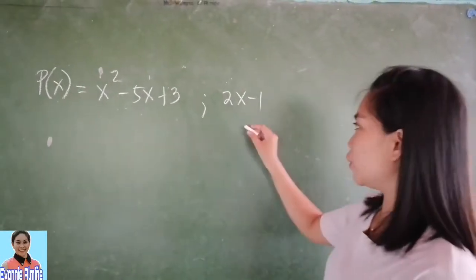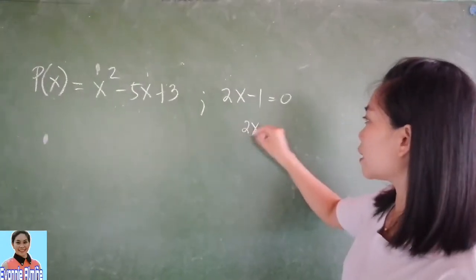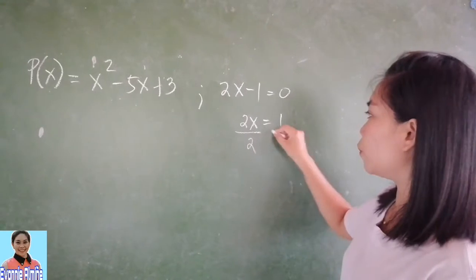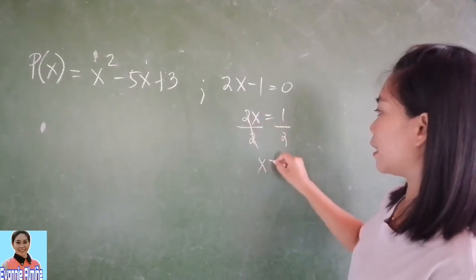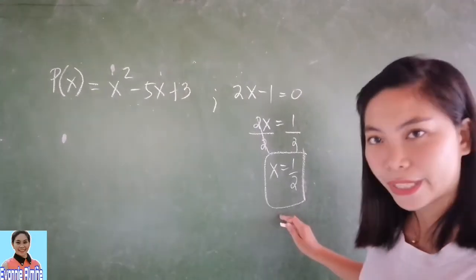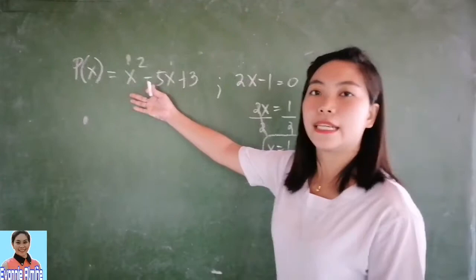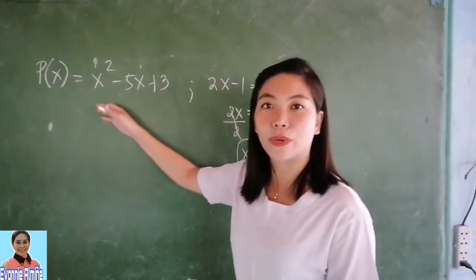So, what we're going to do, of course, we have to equate into 0. So, you have 2x is equal to 1. Divide by 2, both sides. Then, x is 1/2. Okay. So, fraction yung value ni x. Then, yan po yung i-substitute natin dito sa given polynomial equation natin.